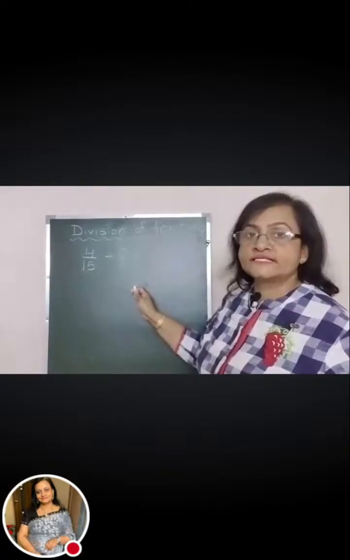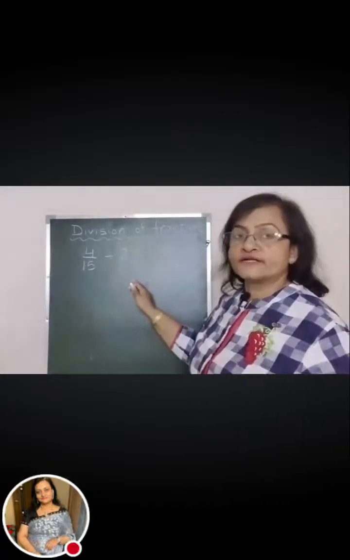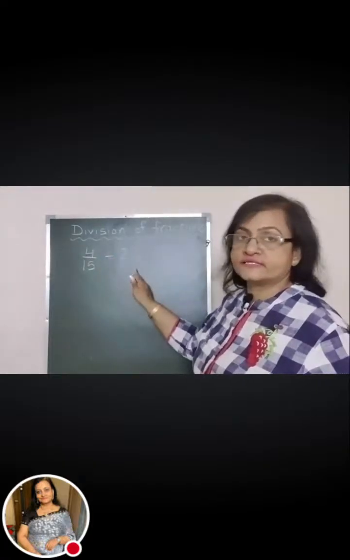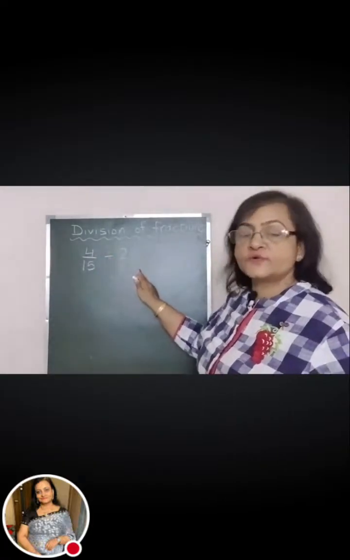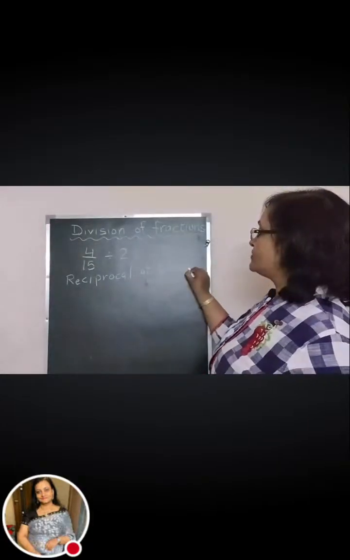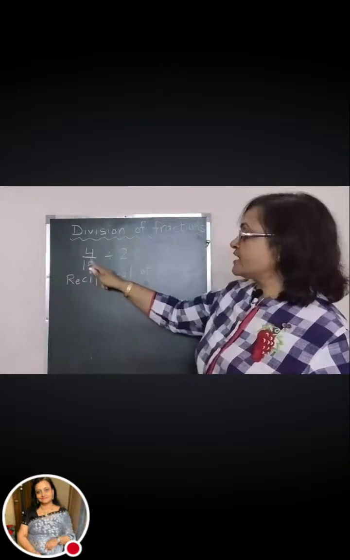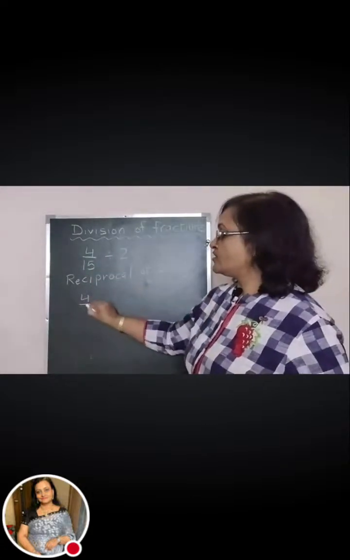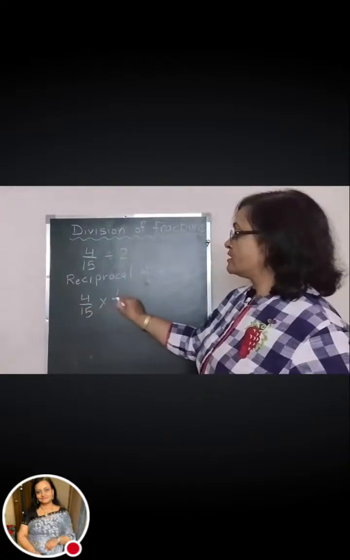Now let's take another example. 4 upon 15 divided by 2. Now 4 upon 15 is the dividend and 2 is the divisor. And we will find the reciprocal of the divisor, which is 2. The reciprocal of 2 will be 1 upon 2. Now we will multiply the dividend by the reciprocal of 2. That means 4 upon 15 multiplied by 1 upon 2.